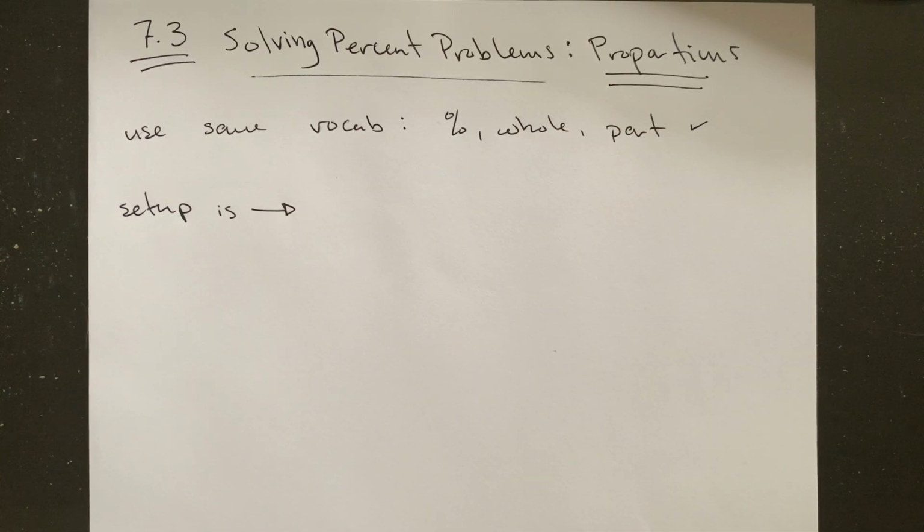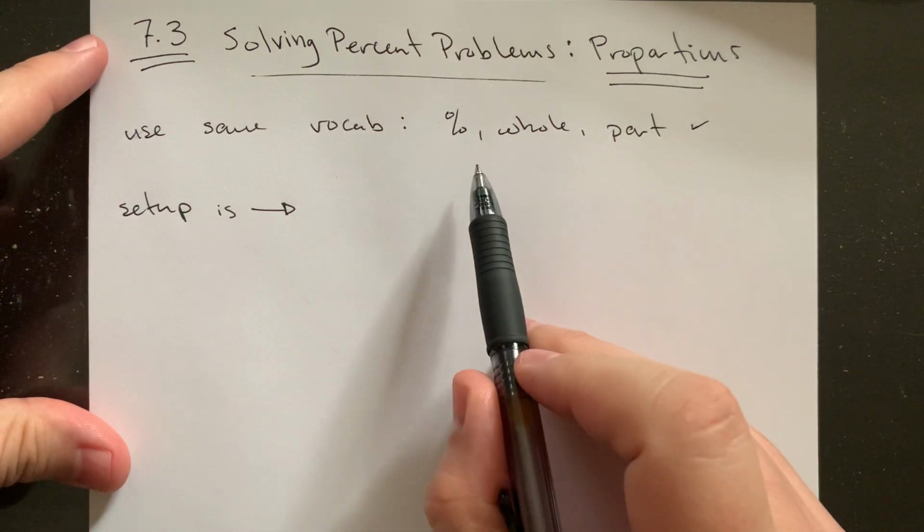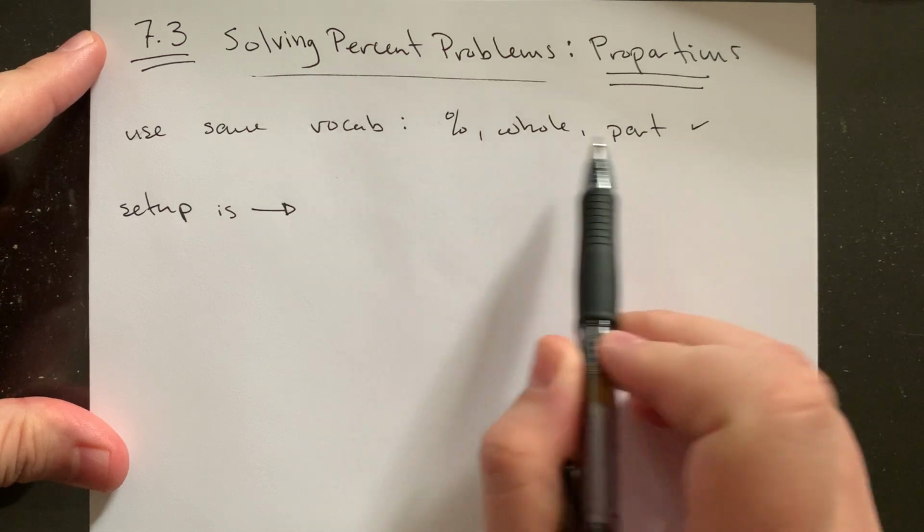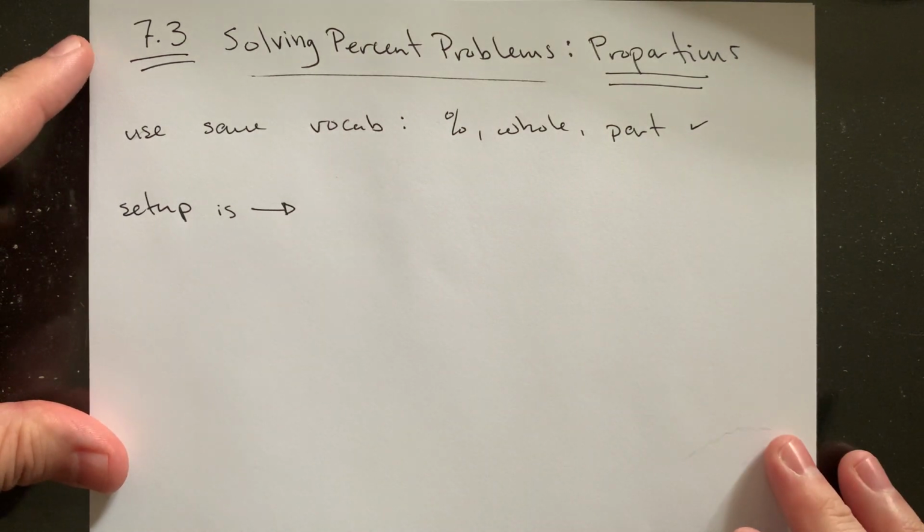Okay, section 7.3 is sort of a companion section to 7.2. It's essentially the same types of problems, but now we're using a proportion setup rather than an equation setup. We're going to use the same kind of vocabulary. We're going to use the percentage and the whole and the part as our three references.